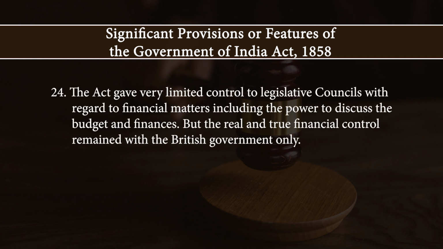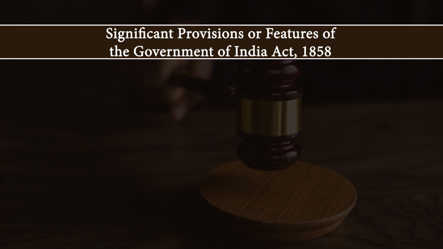The Act gave very limited control to legislative councils with regard to financial matters, including the power to discuss the budget and finances. But at the same time, the real and true financial control remained with the British government only.